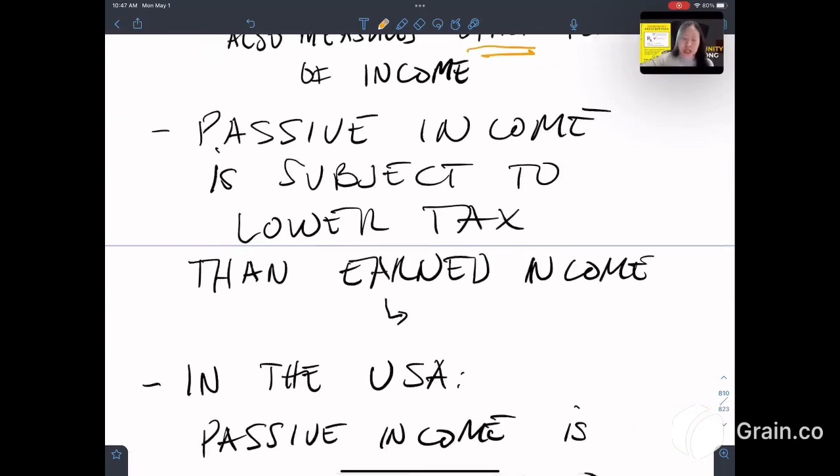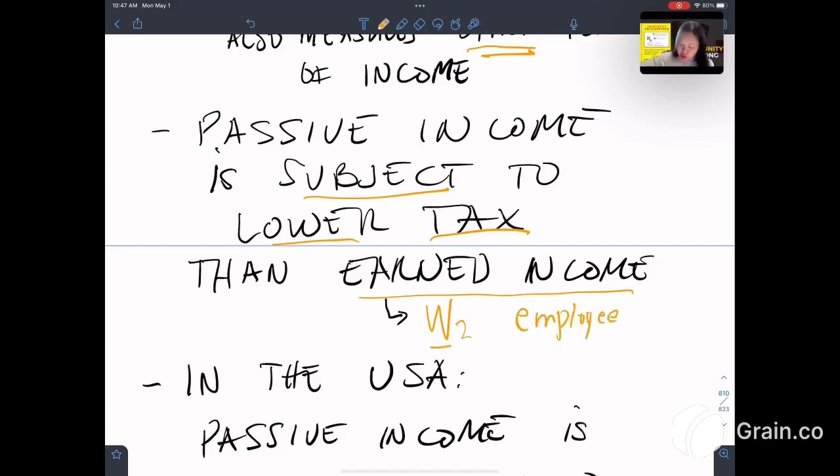Now, passive income is subject to a lower tax than earned income. So earned income is the income we get when we are employed, right? When we are employees. And in America, we get a W-2. If we get a W-2, meaning we are employees, that means our money is coming from earned income. So that means we do have high tax. So let's compare that to the passive income.